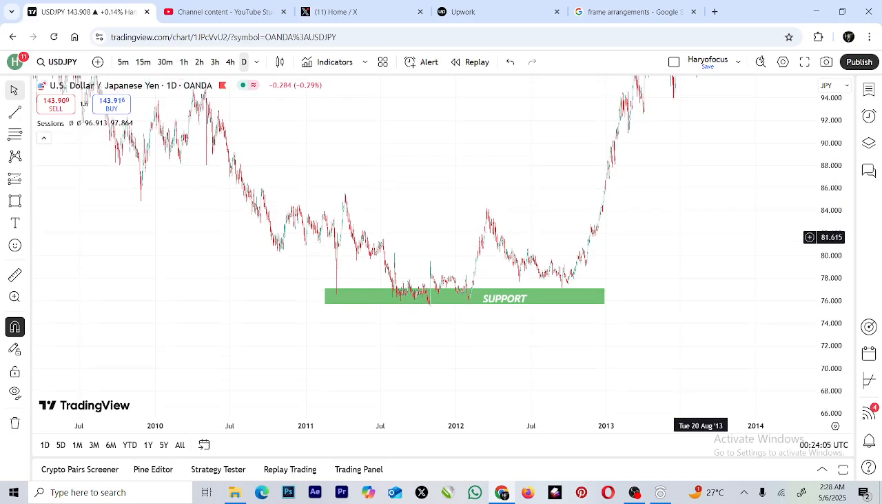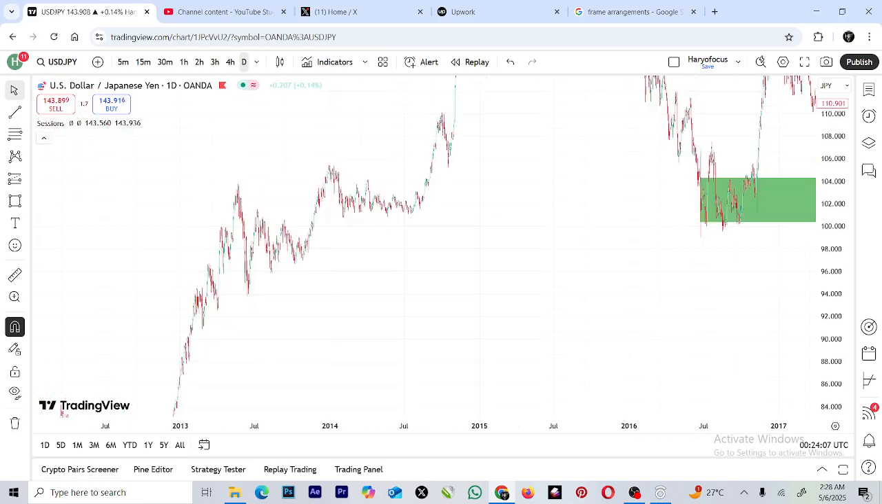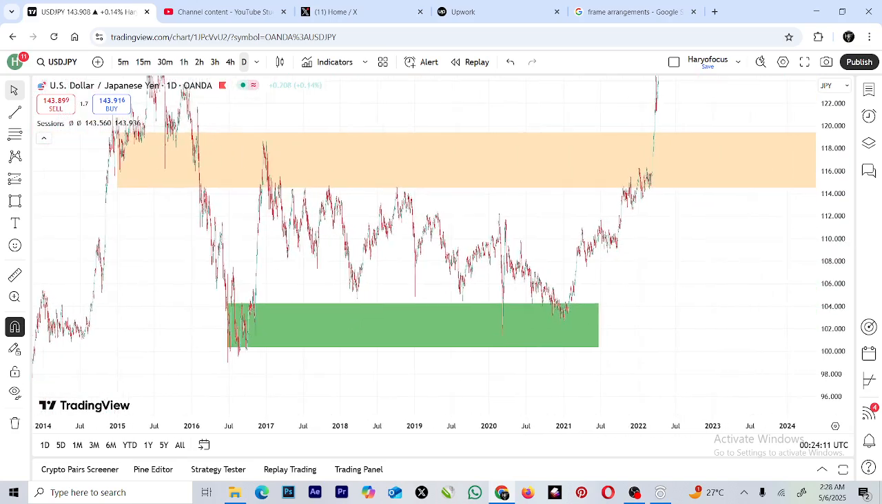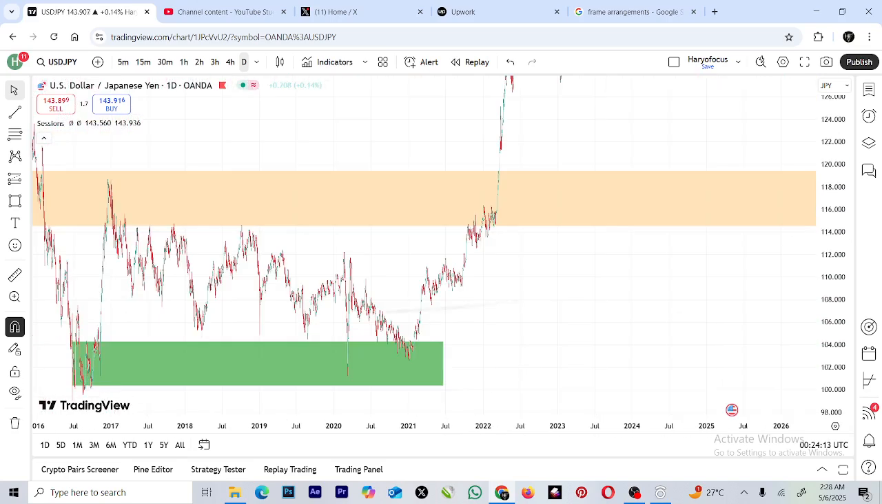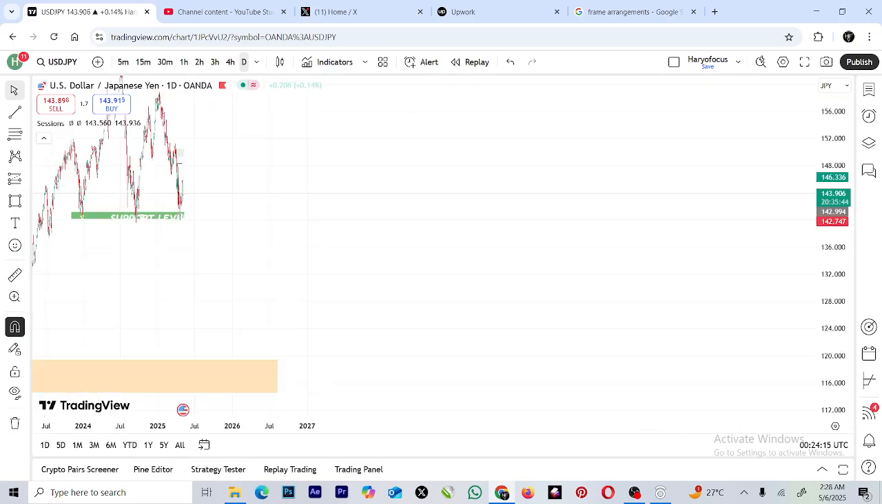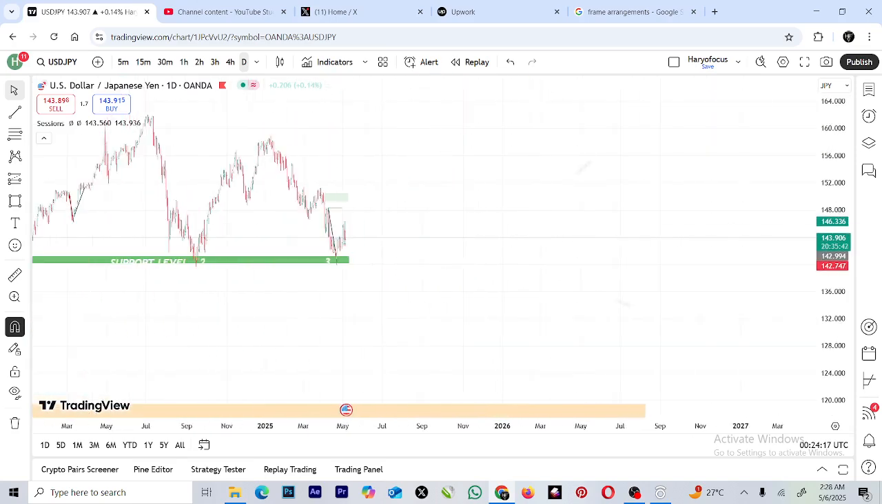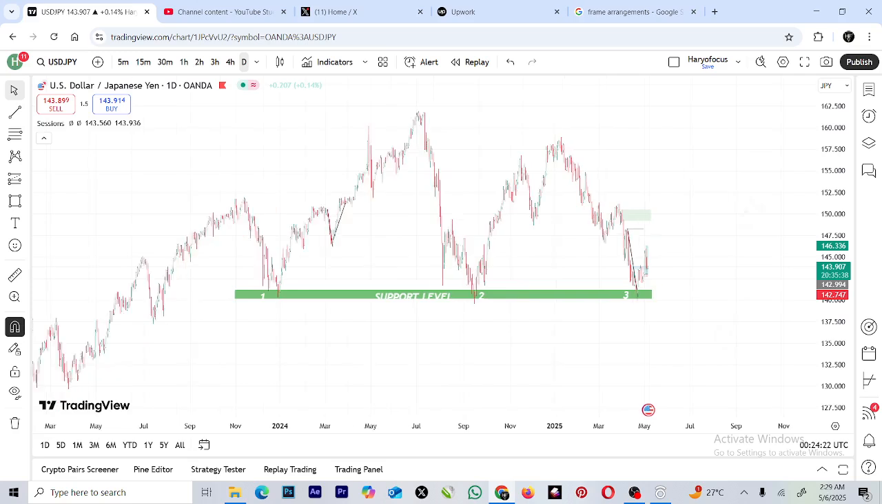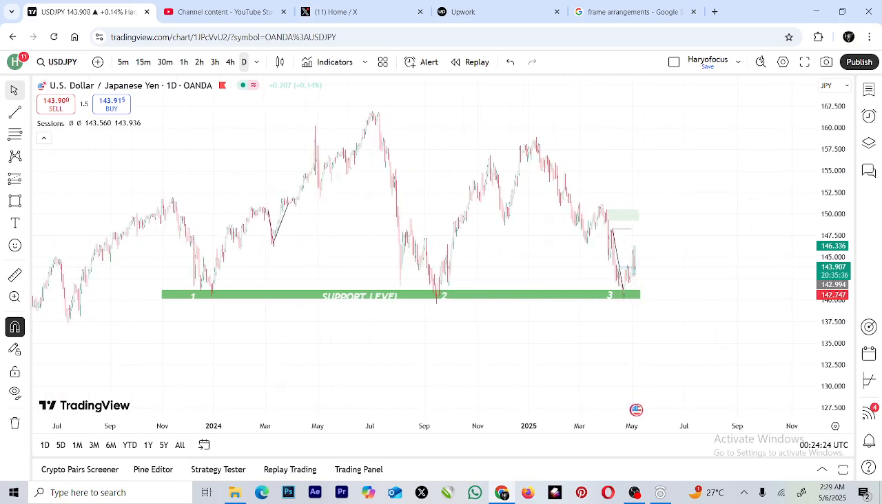So this our support level, and here another support level, as you can see, and here we have another support level, as you can see. So that is it for support level.